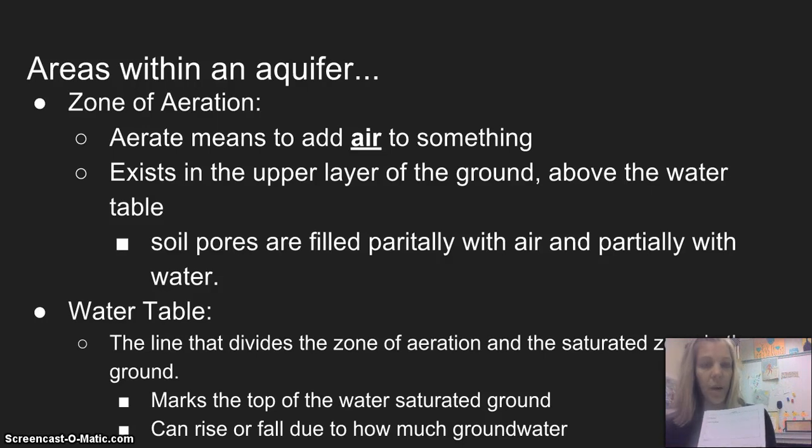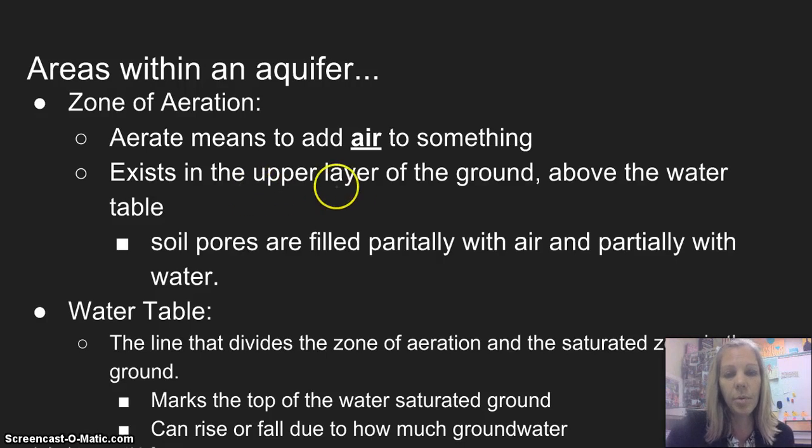So you might want to say that aerate means to add air. I bet some of your parents have their yards aerated, and that just means that they are digging out little areas of their yard to allow air exchange to go into the ground to allow for better grass and plants to grow. Now, the actual description for zone of aeration is more right here.